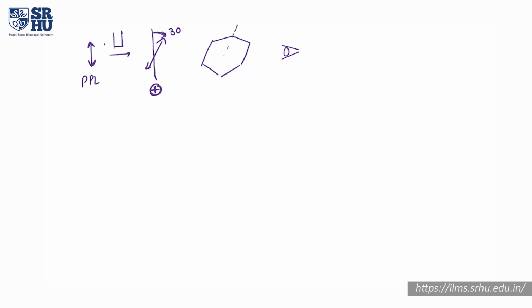rotate the analyzer to 30 degrees as well, because only in that case these two axes will be parallel to each other and you will see the light. The angle through which this analyzer has been rotated is known as the angle of rotation. Angle of rotation is usually denoted by theta.